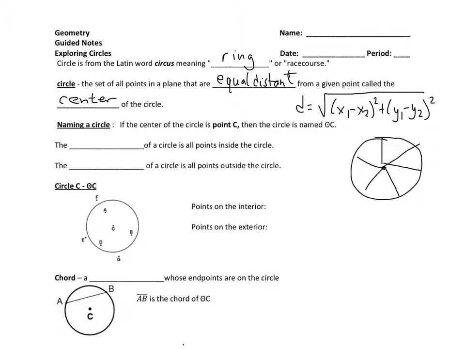So when we name a circle, we just name it by whatever the center point is. So if this center point is D, this is what we call circle D. Or we just write out the word circle. Okay?